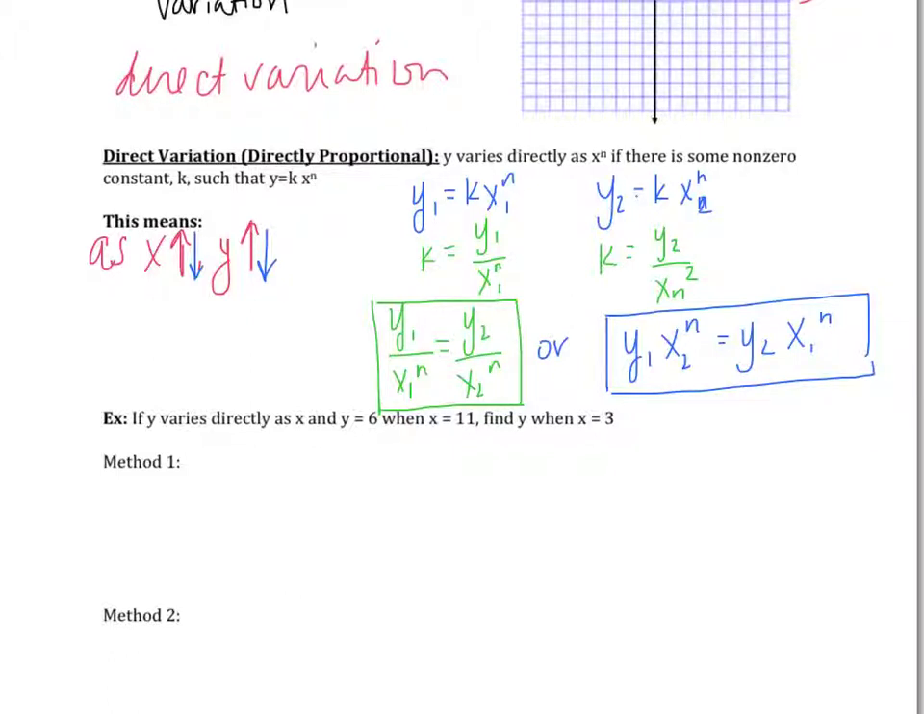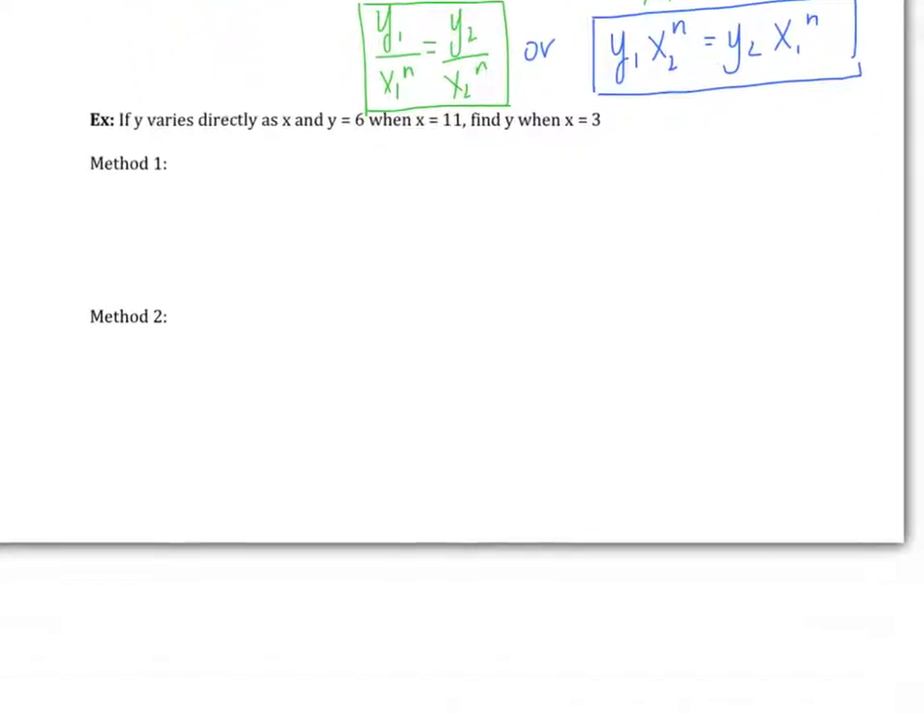Here's an example of how we use direct variation. If y varies directly as x, and y equals 6 when x equals 11, we want to find y when x equals 3. In both of these direct variations, k is going to be the same. So we want to start by figuring out what k is, and then with the two equations, we can find the missing value for y. There are two methods we can use to solve this.